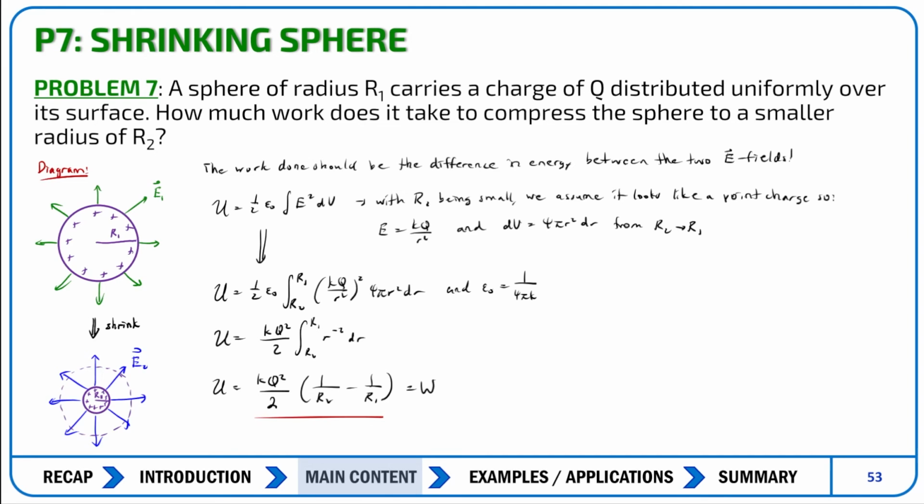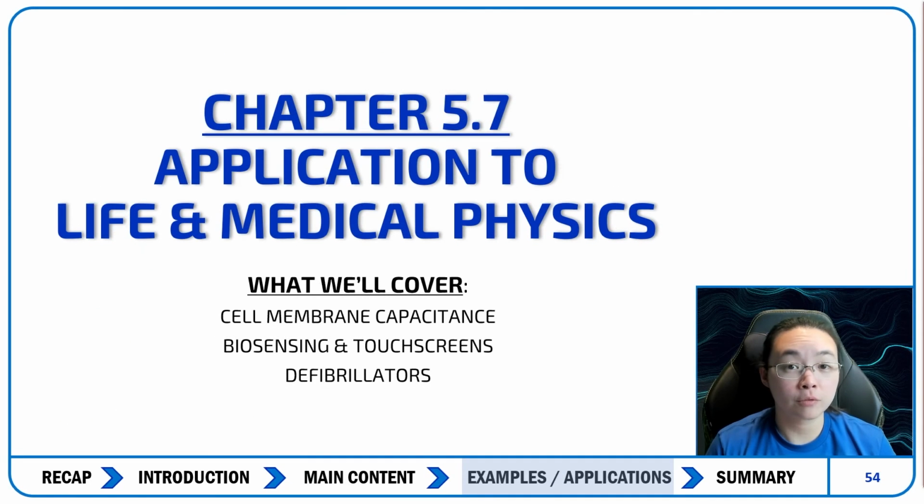And that will be the amount of work done to compress the sphere to a smaller radius of R2. So we're finally able to move on to applications to life and medical physics. So where can capacitance be applied in things that we commonly see or things that we can use for medicine? The first thing I want to start with is cell membrane capacitance, because I want to start small.